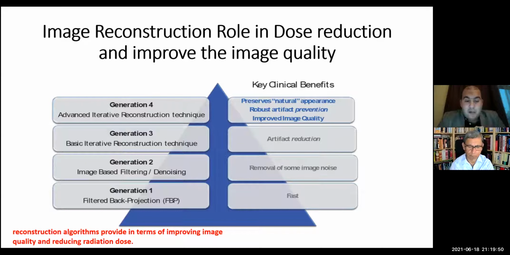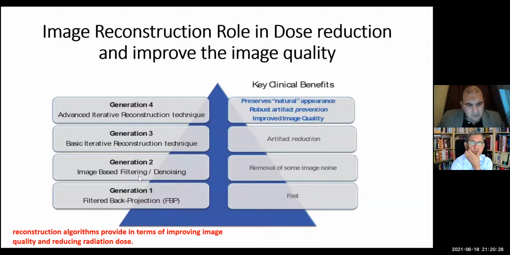The first one uses filtered back projection. The second one uses image-based filtering and denoising, and also uses filtered back projection. The third generation uses basic iterative reconstruction techniques. The fourth generation is commonly used now for all CT machines, and you can get it in any CT machine nowadays and use it to reduce the patient dose and improve the image quality, okay? We will see now a lot of examples regarding this issue, okay? Filtered back projection is very fast, but the iterative technique takes more time because it needs a lot of mathematical operations.